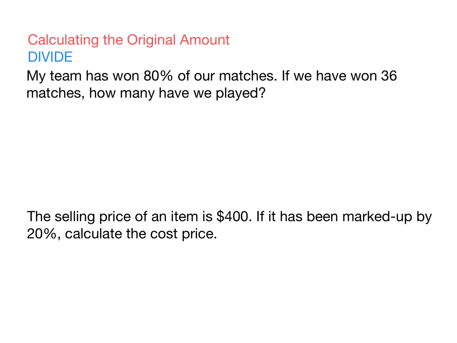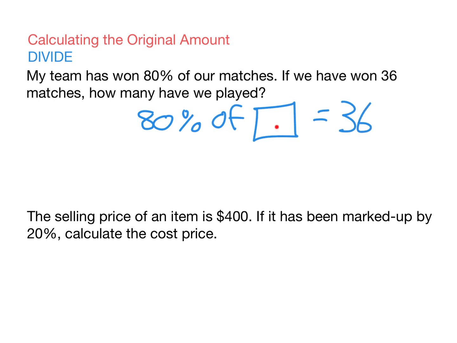So what do I actually mean by calculating the original amount? Well, let's illustrate this through an example. My team has won 80% of our matches. We've won 36 matches. How many have we played? We're finding the original amount here. We're not saying what's 80% of 36. What we're saying is we took 80% of the total number of matches played, which we don't know, and we got an answer of 36. This was the original amount. We're finding what number we started with, did something to it to get 36. In this case, what number, when you take 80% of it, gives 36?